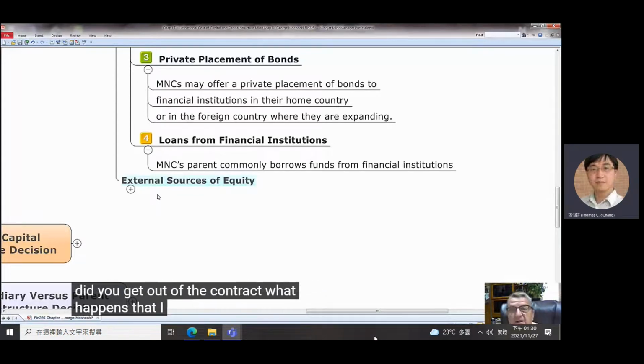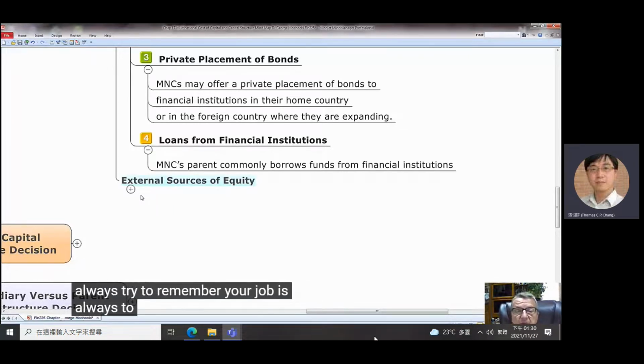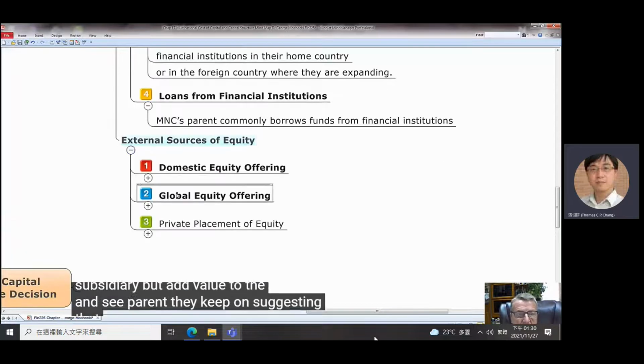What happens? Could I, what do you call it, refinance my contract? Do I have any callable options in the bond? All those could be in there, that's standard, but you could say you're high risk. I don't want this, I don't want that. You want the money or not? And here are the terms. Always try to remember your job is always to protect not only the subsidiary but add value to the MNC parent. I keep on stressing that to the whole class.